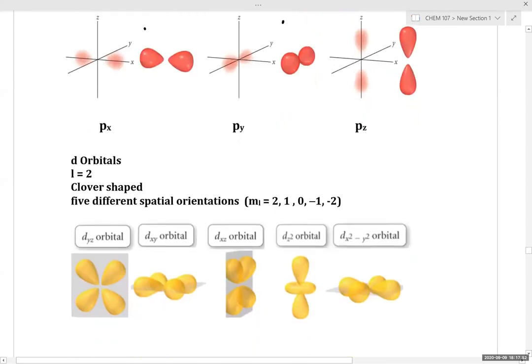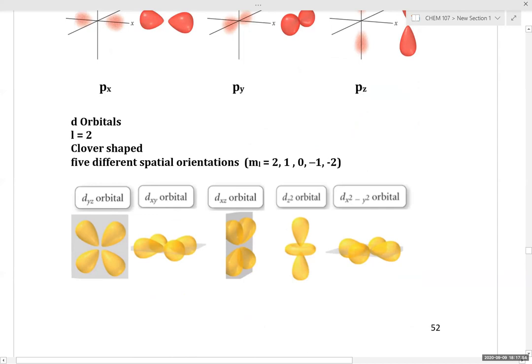For our d orbitals, we have a lot more of them. D orbitals correspond to L equals 2. And in our d subshell, how many orbitals in total do we have? How many pictures do you see? We have a total of 5 orbitals.